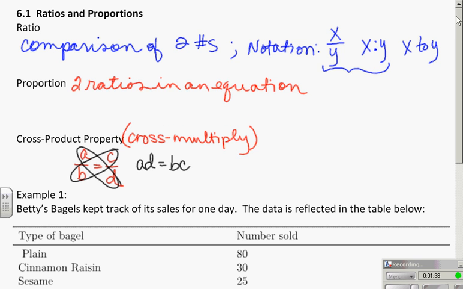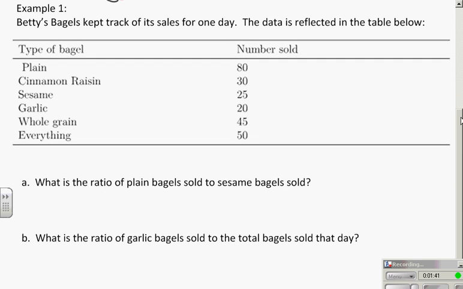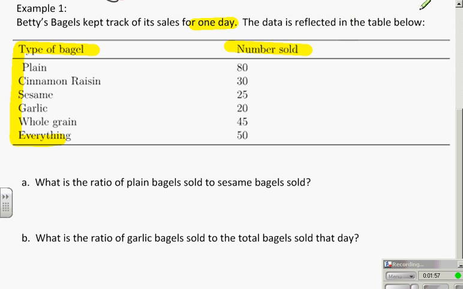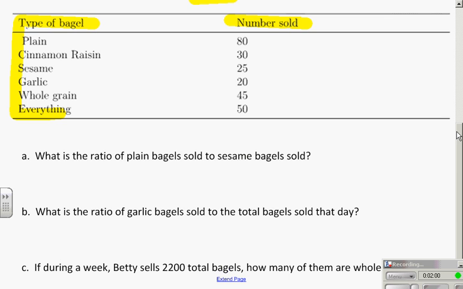So let's look at some common real-life examples of where we see ratios. So example 1, Betty's Bagels kept track of its sales for 1 day. The data is reflected in the table below. So we have our number sold and our types of bagels. So first one says, what is our ratio of plain bagels to sesame bagels? So plain bagels to sesame bagels, we have a ratio of 80 to 25.